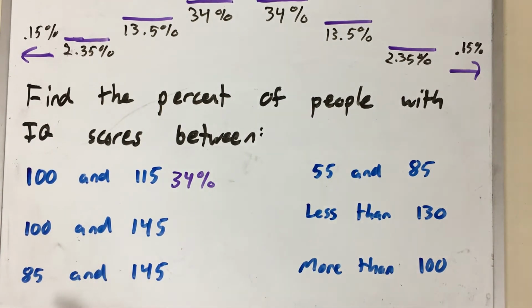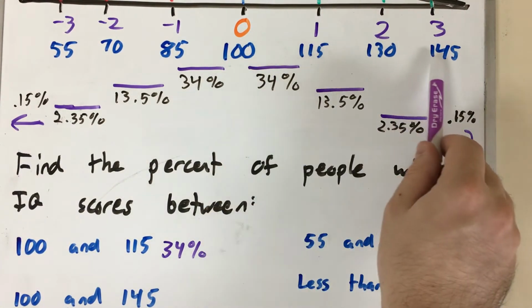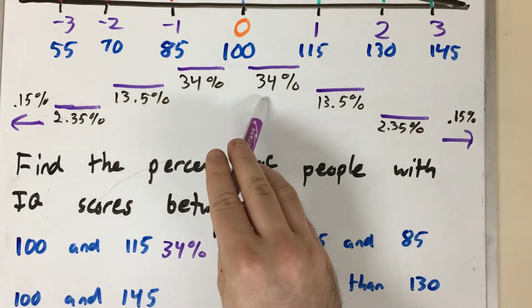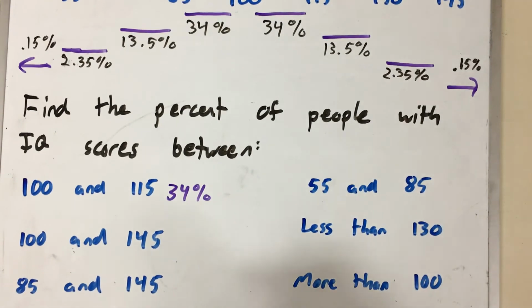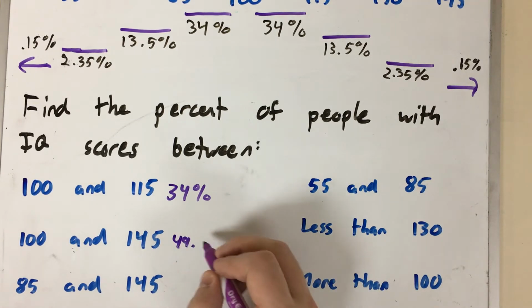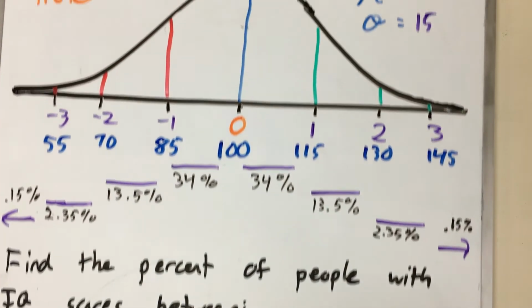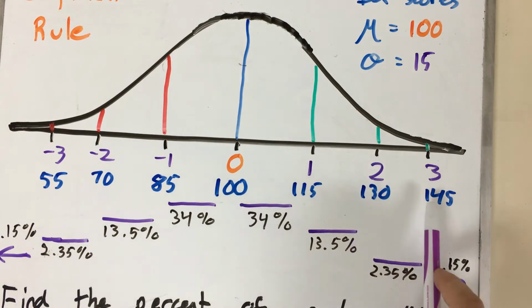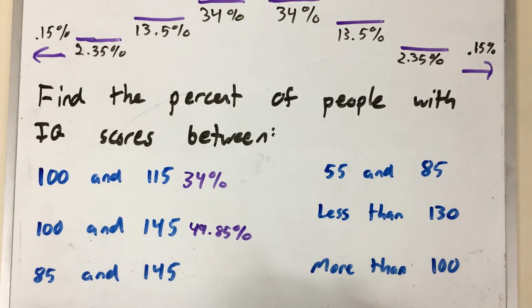Down here, we have 100 and 145. Now this will have us go from 100 all the way over to 145. So I need to add 34 plus 13.5 plus 2.35. And if you add those up, you can use your calculator to check me on this, but I am very, very sure that this ends up being 49.85% of people, which makes sense. Because if you look at the actual distribution, 100 to 145 is almost all of the right half. So it would make sense for the percentage of people with those IQ scores to be about 50, or about half.